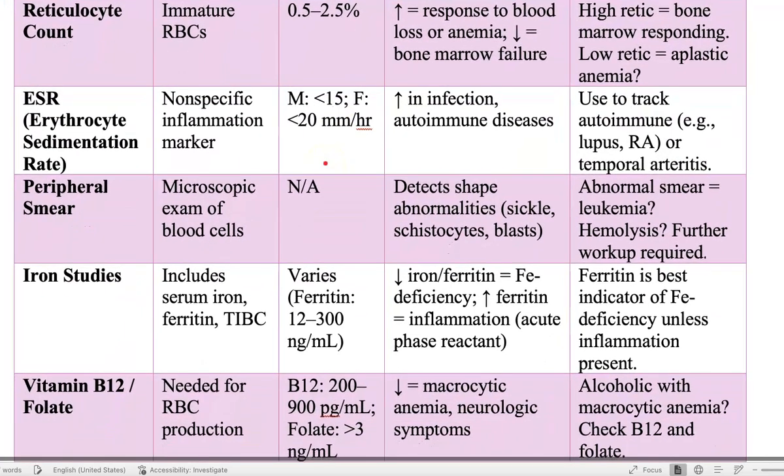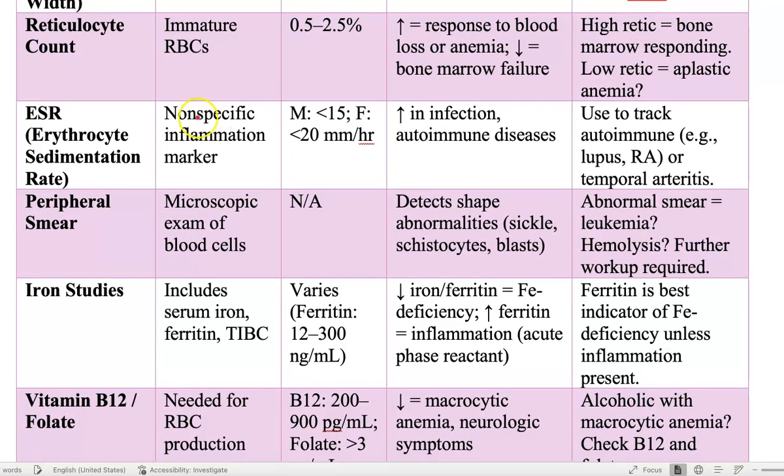Now, let's talk about reticulocyte. With reticulocyte count, immature RBCs, normal is 0.5 to 2.5%. Increase is equal to response to blood loss or anemia. Decrease is due to bone marrow failure. Listen, an increase of reticulocyte count means there is response to blood loss or anemia. A decrease will mean what? Bone marrow failure. And we want the level to be between 0.5 to 2.5%.